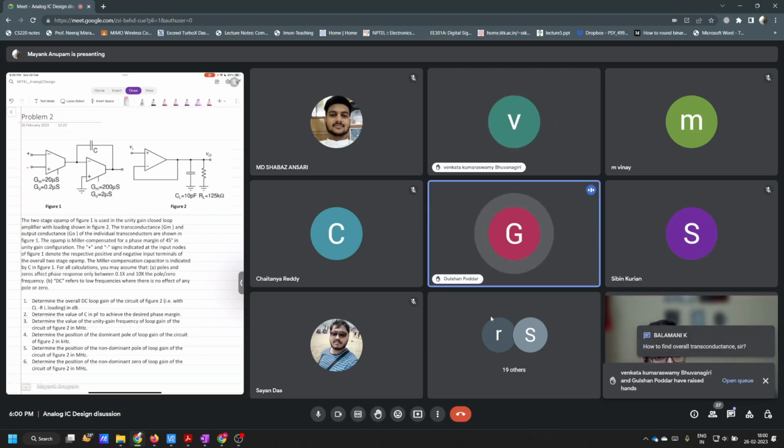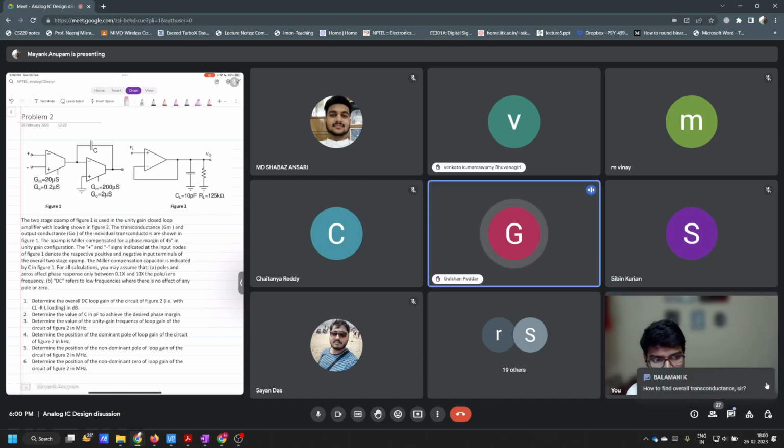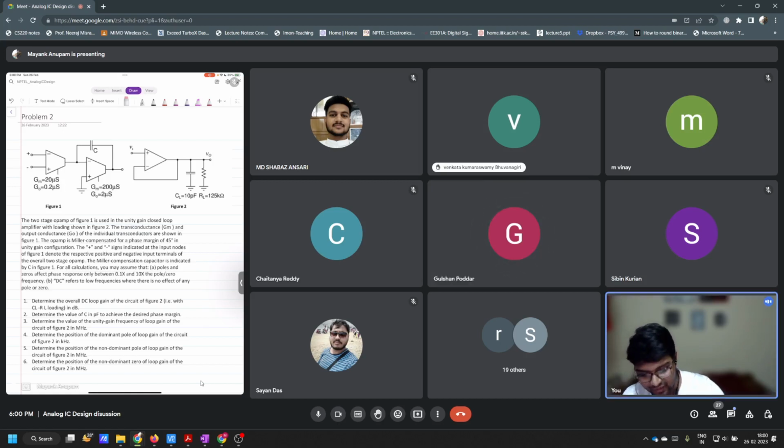Sir, I have one doubt. In the two-stage Miller-compensated op-amp, if we want to calculate the overall transconductance, then we have to open all the capacitors. Yeah, actually, yes, that is how you have to do it.